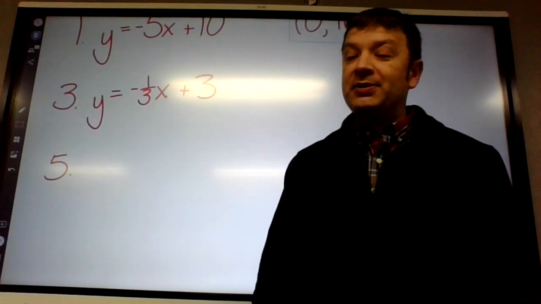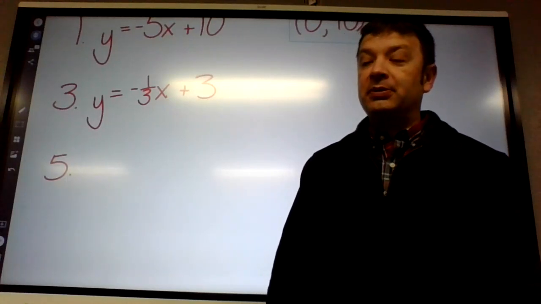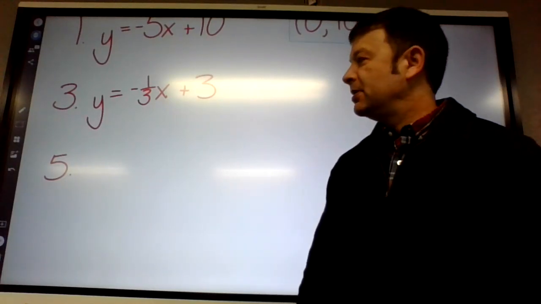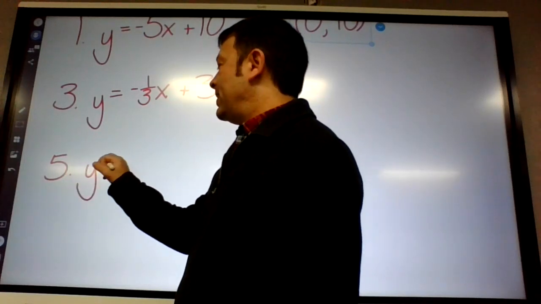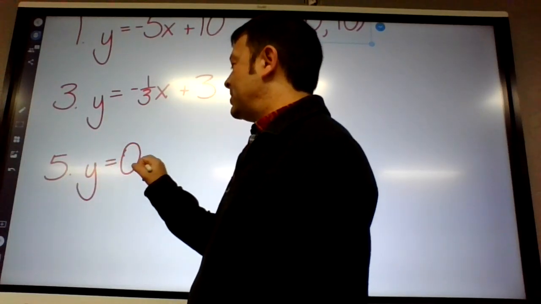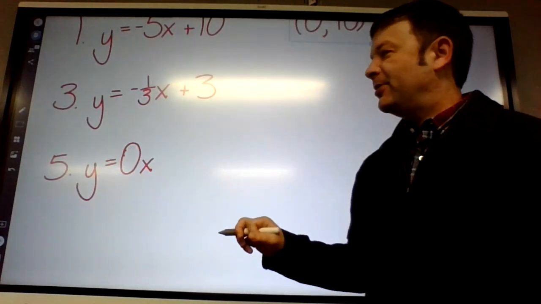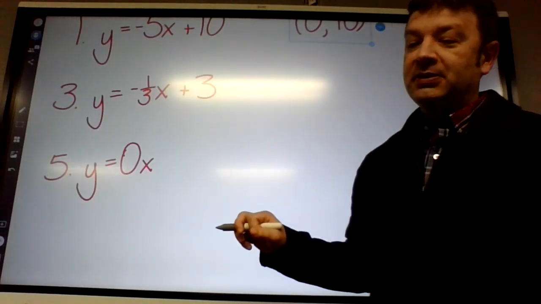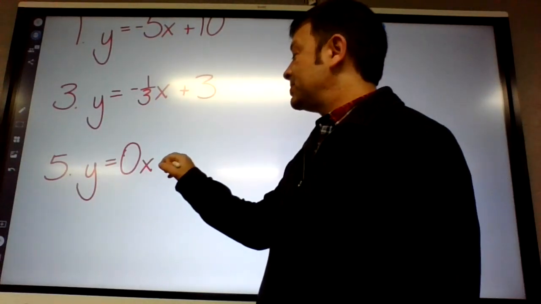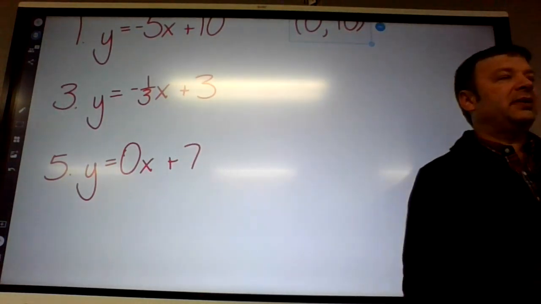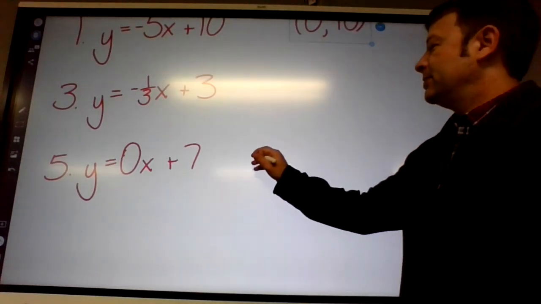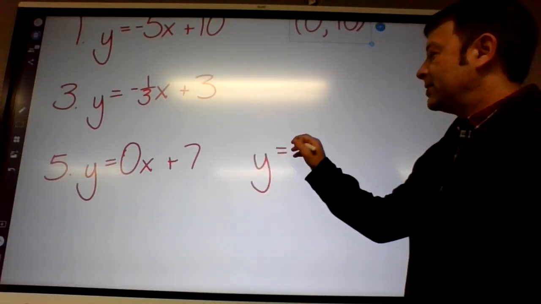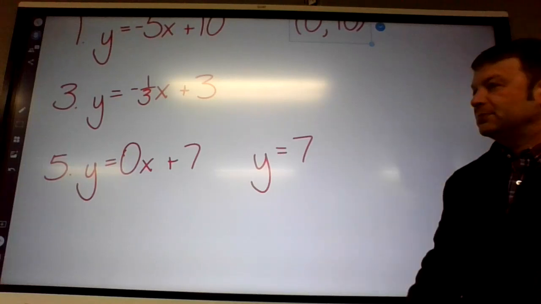Number 5, the slope is 0. It's going to be 0x, technically, plus 7. So, do we really need the 0x? No, it's going to cancel out the x, so it's just nothing, so it's just y equals 7.